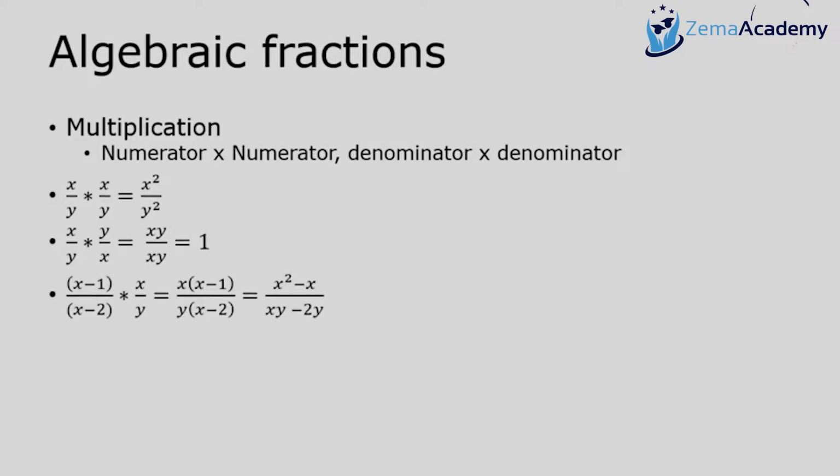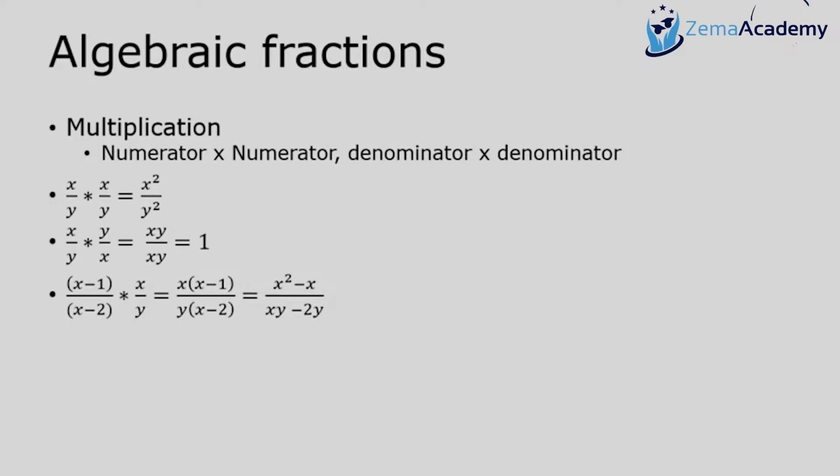A slightly more complicated one now. x minus 1 over x minus 2 multiplied by x over y. I multiply the numerators together. I put x on the outside of that bracket. So I've got x, open bracket, x minus 1, close bracket, all over y on the outside of the brackets, x minus 2 on the inside of the bracket. And then I'm going to multiply both of those out.